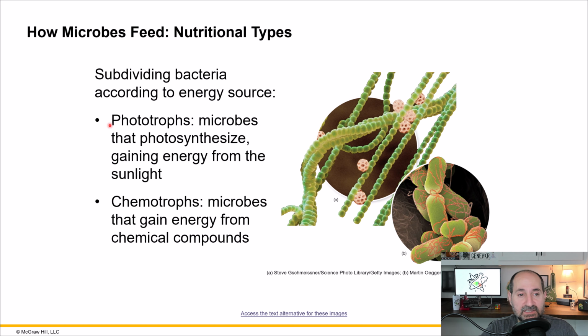Okay, we definitely need to know the difference between phototrophs and chemotrophs. Phototrophs are microbes that photosynthesize. They get energy from sunlight. Whereas chemotrophs are microbes that gain energy from chemical compounds, from eating chemical organic molecules.